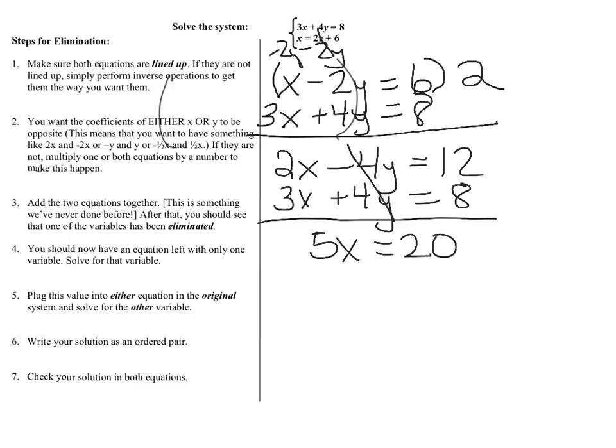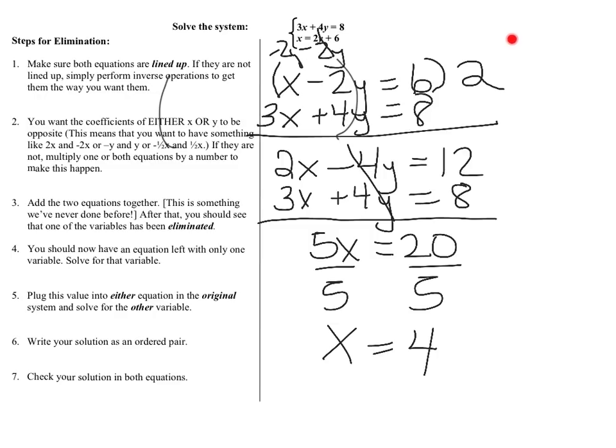So then step 4, right here, we now have an equation left with only one variable. So we're going to solve for that variable. 5x equals 20. Well, we already know how to do that. We divide both sides by 5, and we get that x is equal to 4. So what we've just done is we've found the value of x. But if we know the value of one of the variables, we can very easily get the other variable. So the next step right here, plug this value into either equation in the original system and solve for the other variable. So I'm going to take this and I can plug this 4 in for x right here. I can plug it in for x right here.